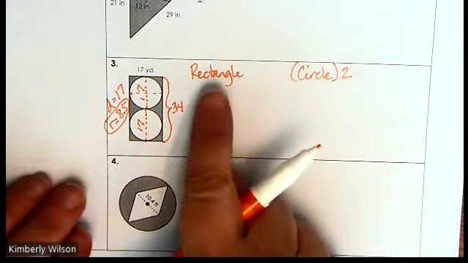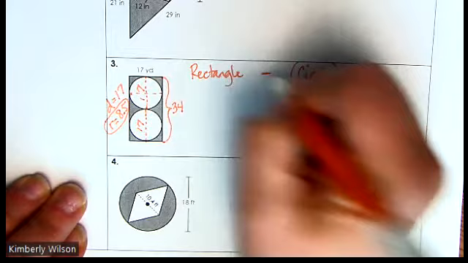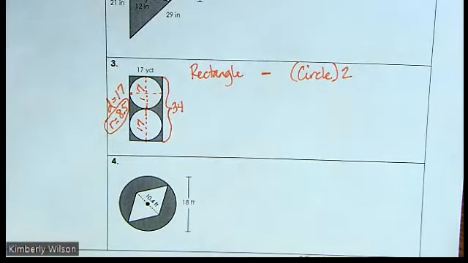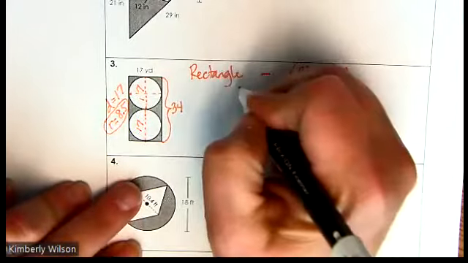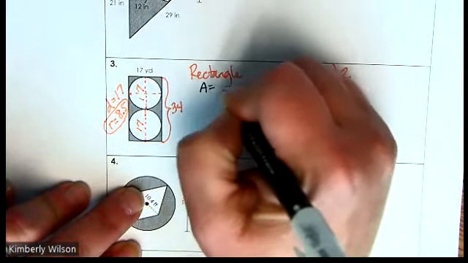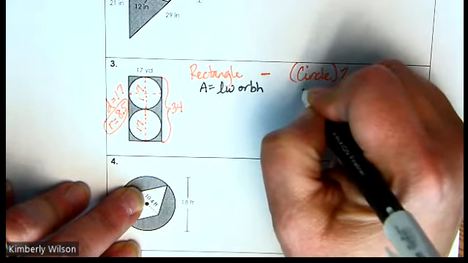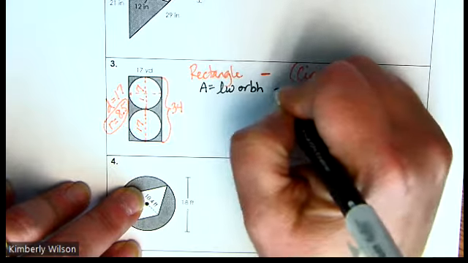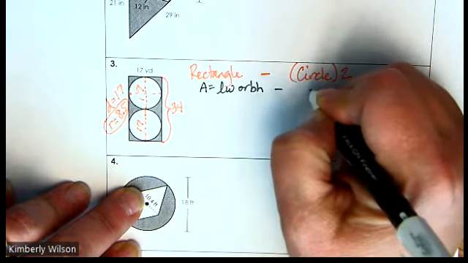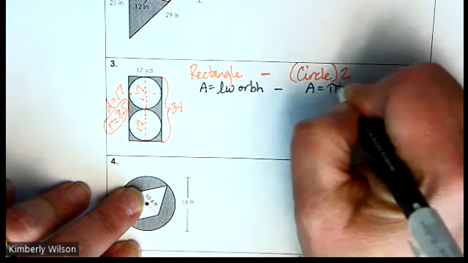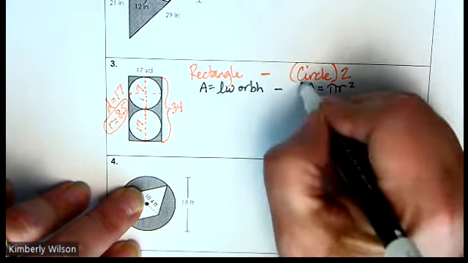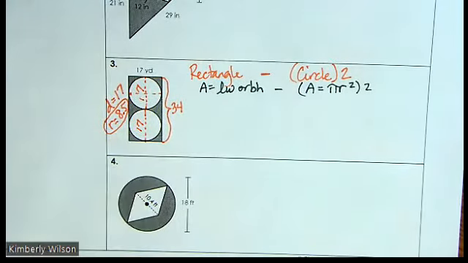And remember, we're doing the rectangle minus the 2 circles. Now that I have all of my numbers, we plug and chug. So we're going to write our formulas. To find the area of a rectangle, it's length times width, or base times height. And then we have the area of a circle, so we subtract pi r squared. But remember, there's 2 of those, but I won't multiply by the 2 until the very end.